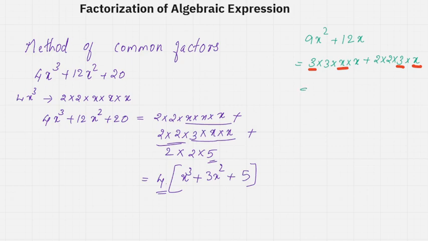So we can take 3x outside, and what is left out in the first term? 3 into x. This 3 and this x is left out. So that will come as the first term inside the bracket. And what is the symbol over here? This plus will come in the middle. And in the second term, we have 2 into 2 left out, since we have taken 3x fully outside. That will come as the second term. So 9x square plus 12x can be written as 3x into 3x plus 4.